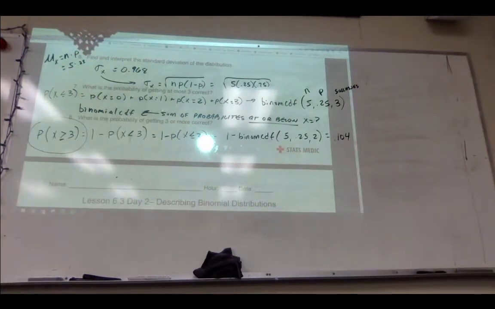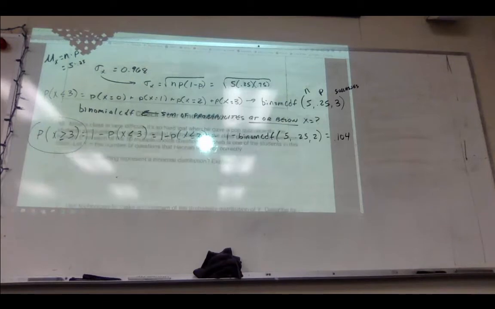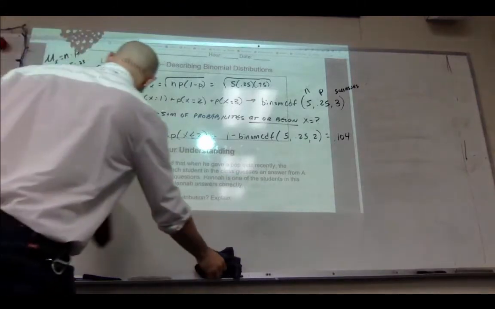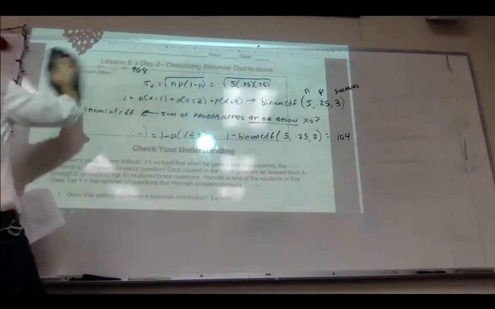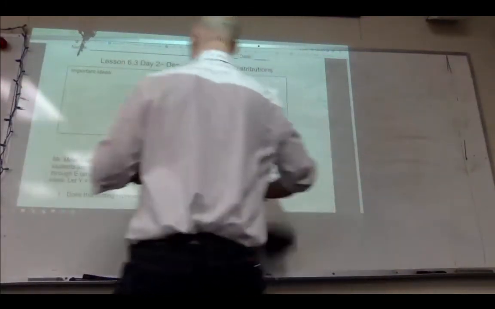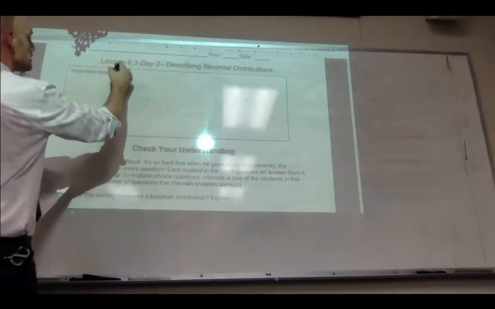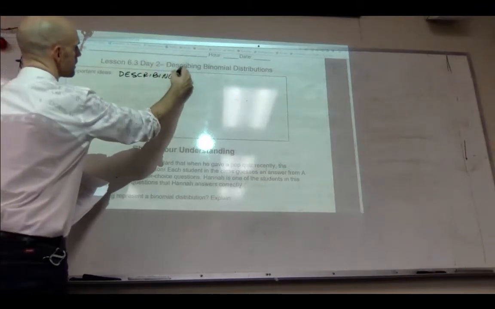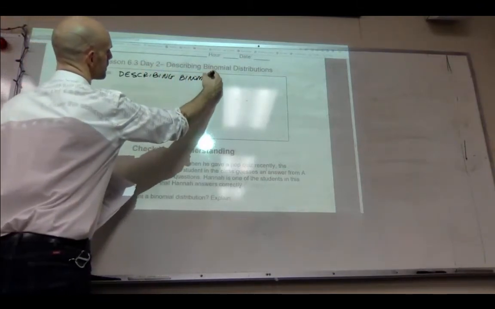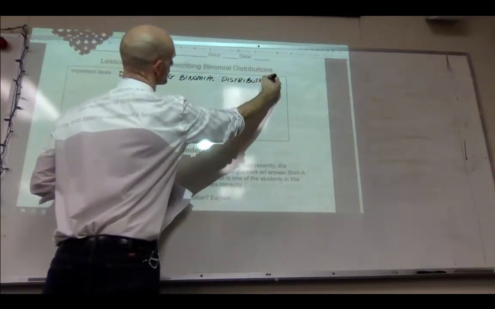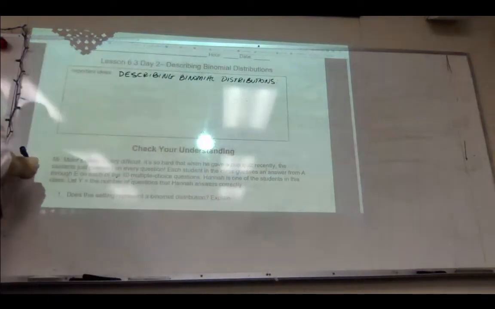Can we sum it up in the box here? I'm not going to put anything new in this box that we don't already have in the margins. This is just a compiling of what we're using in these formulas. The heading is going to be Describing Binomial Distributions.